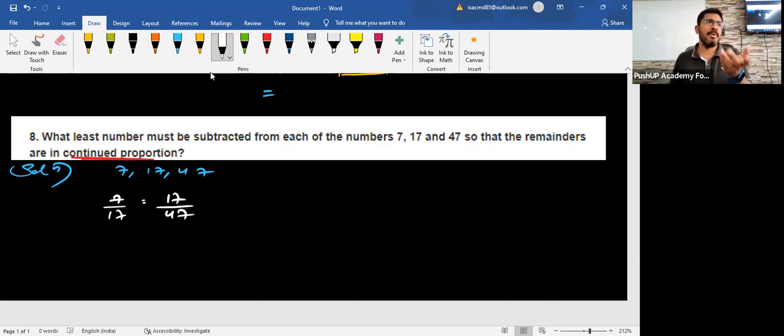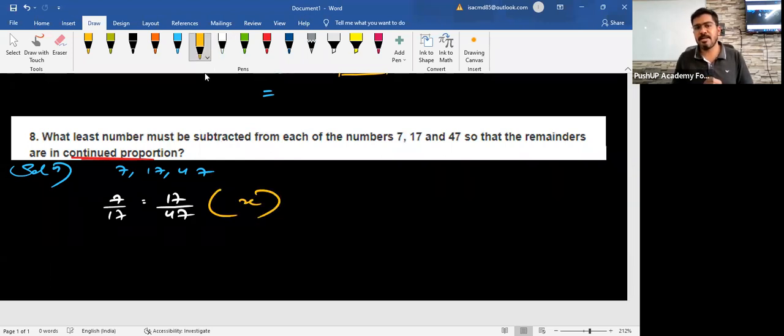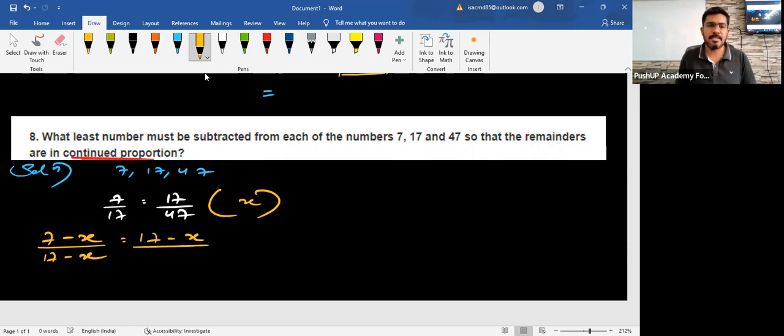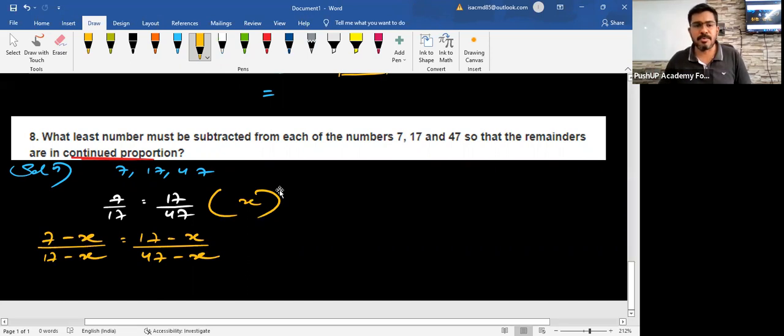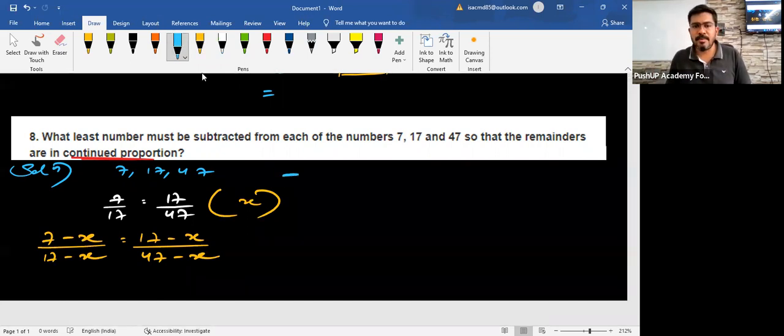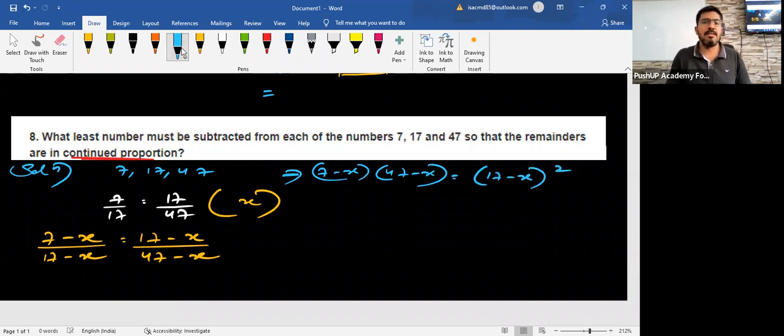We know at this point of time, these three numbers are not in continuous proportion. But if you subtract a number x from all the three numbers, the resultant three numbers will be in continuous proportion. That is the meaning. So (7 minus x) divided by (17 minus x) is equal to (17 minus x) divided by (47 minus x). Are you getting it? Now, the way we did before, (7 minus x) into (47 minus x) is equal to (17 minus x) into (17 minus x), that is (17 minus x) the whole square.